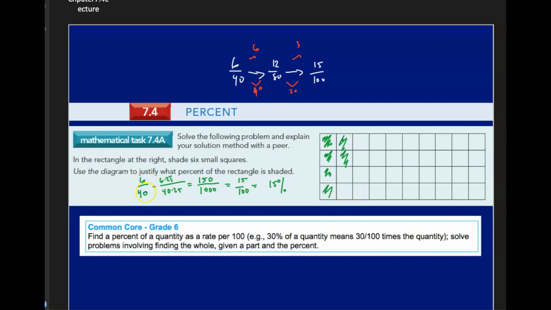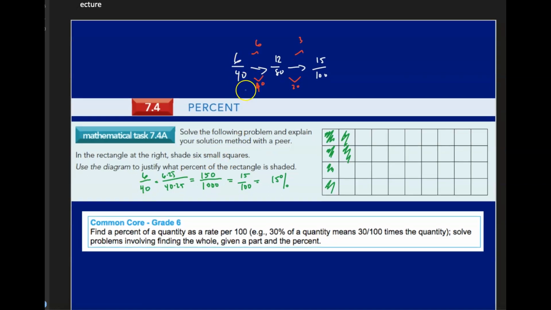And so right now, though, I have 6 out of 40. And so what I did is I was thinking about 6 out of 40 is the same as 12 out of 80, which is the same as 15 out of 100. And so in this case here, you end up with 15%. You see that we went up by 6, went up by 40, and if I go up by 20, that's half, and so I go up by 3, and that gives me my 100 out of 100. So that was one way to think about it.